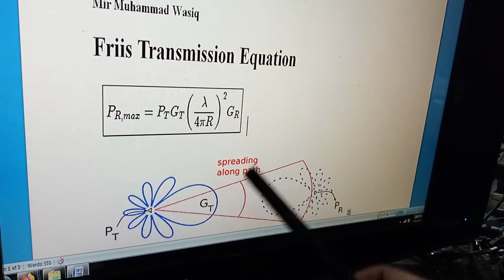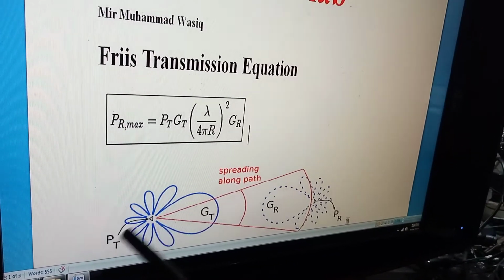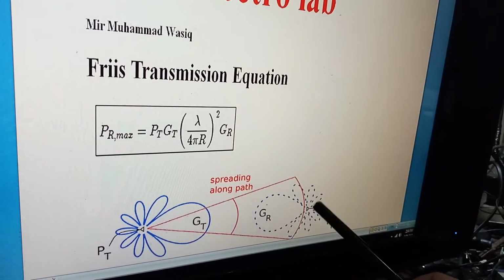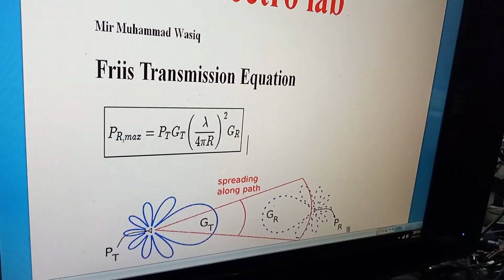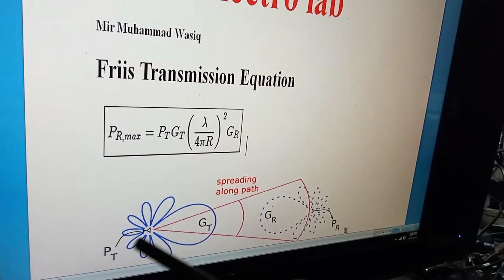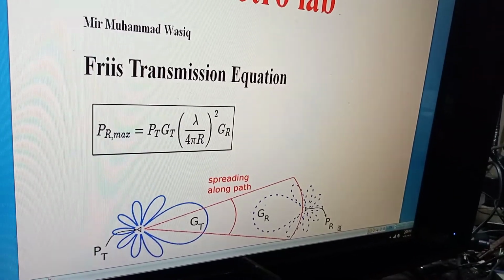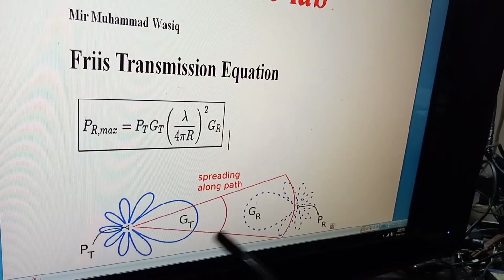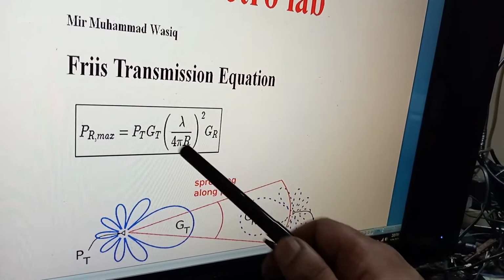So the scenario is a bit simple. This is the transmitter antenna, and it is connected with your transmitter here. This is the receiving antenna, and it is connected with your receiving unit here. GT is the gain of the transmitter antenna, and GR is the receiving antenna's gain. And the distance between the transmitter antenna and the receiving antenna is represented with R. It's R here, right?